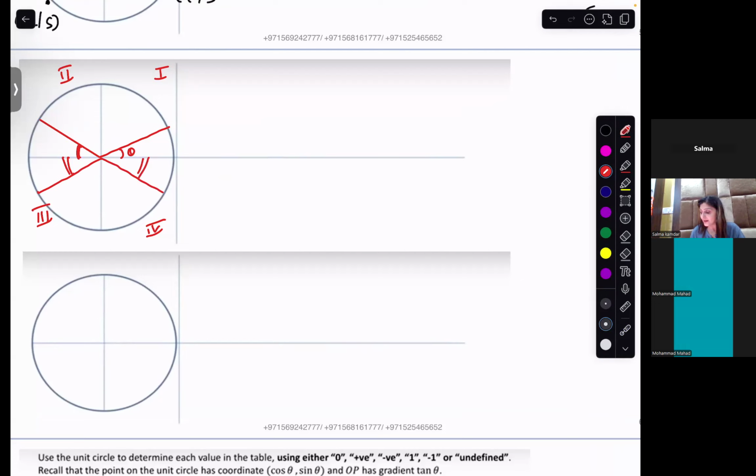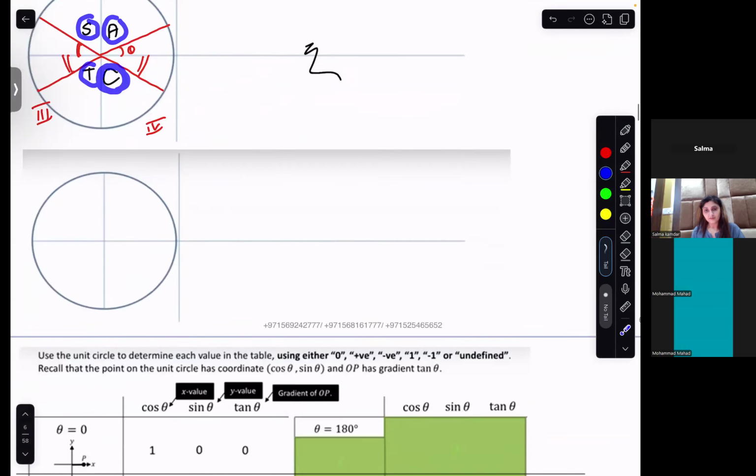Can you tell me the CAST rule again? C for the fourth, and then the rest. In this quadrant, come on, tell me. Cos is positive. All are positive, all angles. Only sine is positive. Only tan is positive.